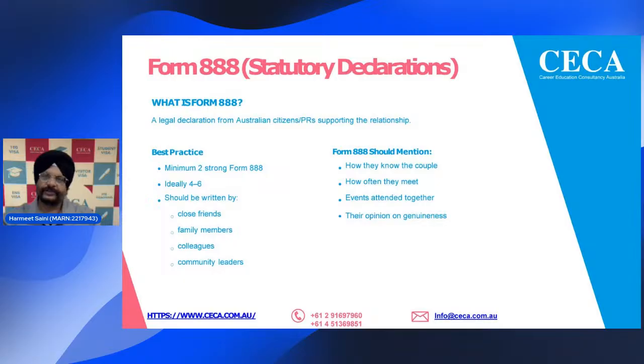And on 888 forms, they must mention how they know the couple, how often they met, events attended together, and their opinion on your genuine and ongoing relationship. So everything has to be declared on these forms, and also attach their Australian passport or offshore passport with PR visa grant, which must be attached with these forms, which is very, very important.